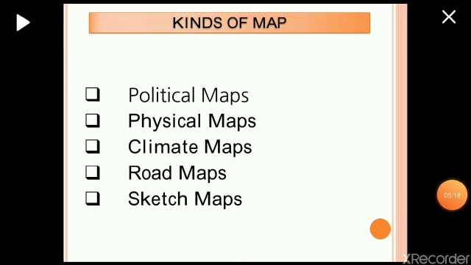Our next topic is kinds of maps. The main kinds of maps are political maps, physical maps, climate maps, road maps, and sketch maps.